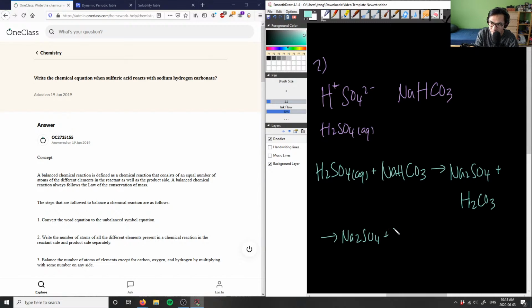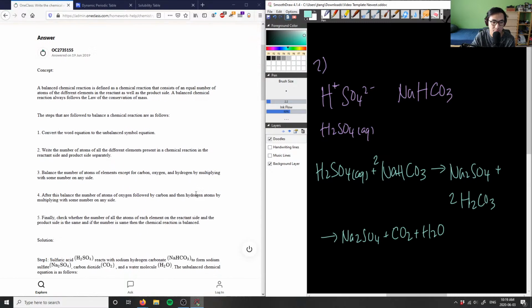Plus we have carbon dioxide, so CO2 plus H2O. And what we can do is balance this chemical reaction. So I believe only a 2 is required here. Because we have 2 sodiums on this side and 2 sodiums on that side, so I write a 2 here. I have 1 sulfate, which is good. I have 2 plus 4 here, so this has to be a 2 as well. And this here is our balanced chemical reaction for this problem.